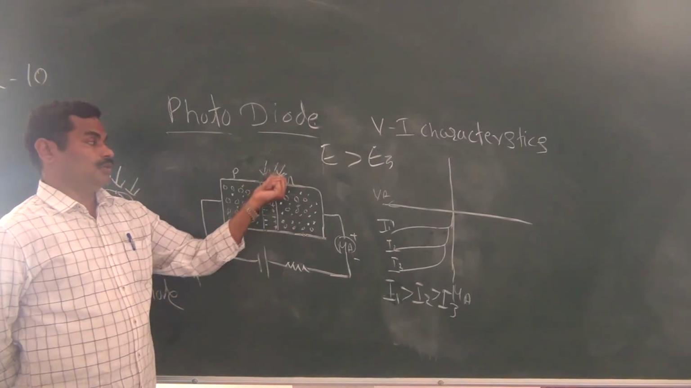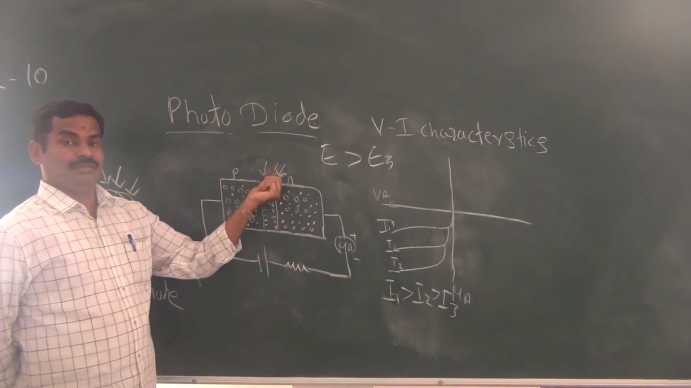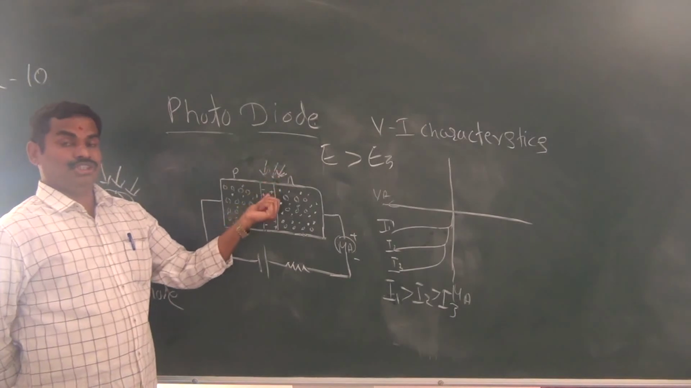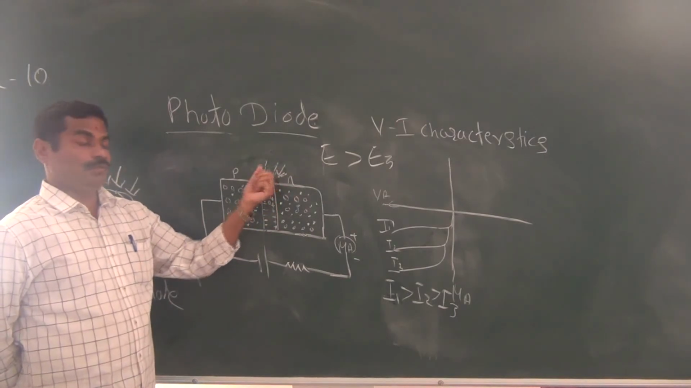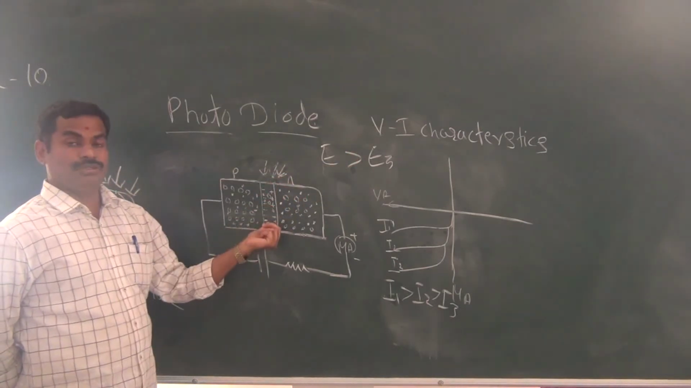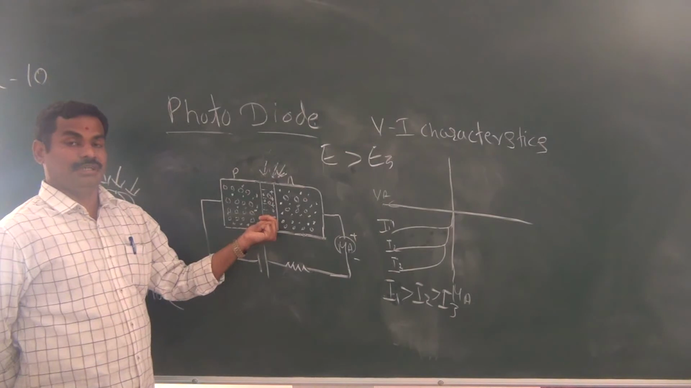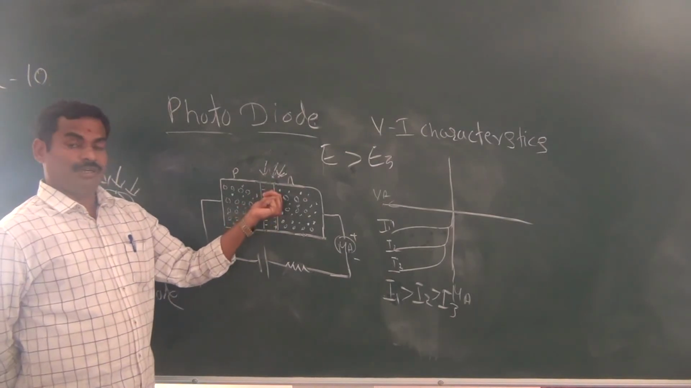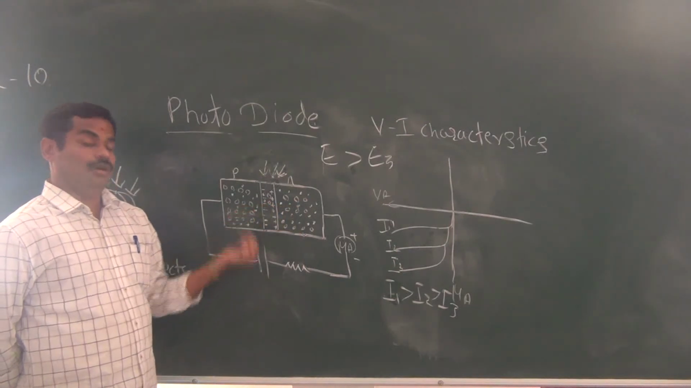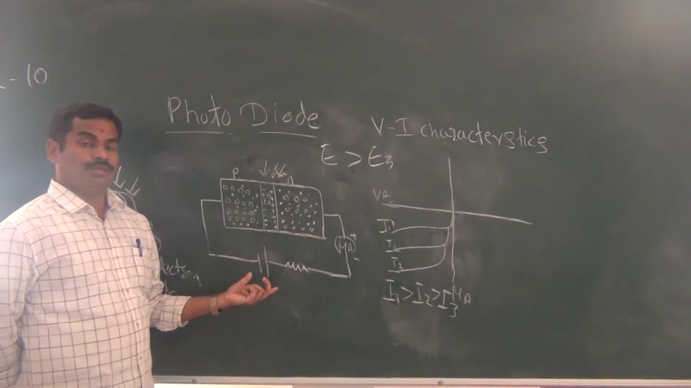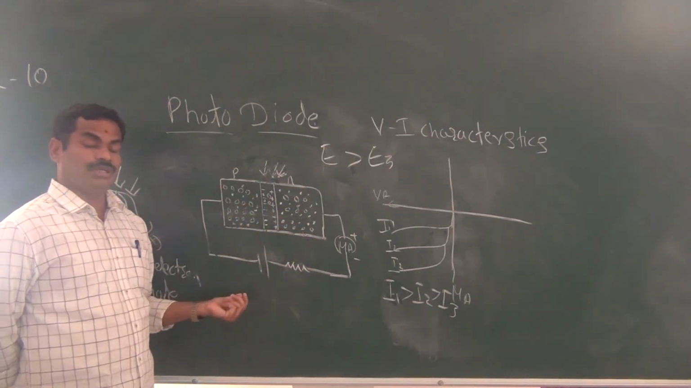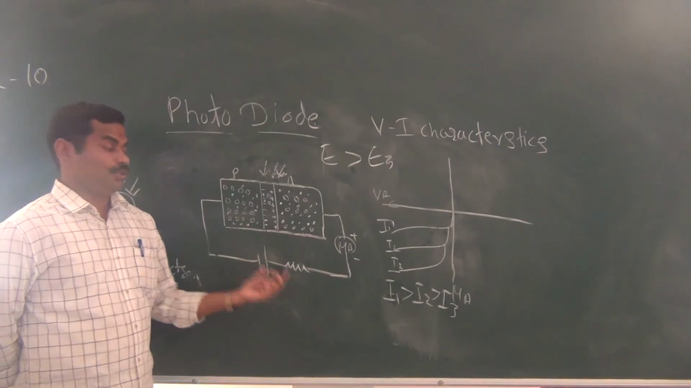The light falling on that junction or depletion layer should have more energy than the energy gap. Then only can you break the covalent bonds and get electron-hole pairs generated. Because of the electric field, the electrons move towards the n side and the holes towards the p side, since we apply reverse bias. This movement of electrons and holes is nothing but the photocurrent.